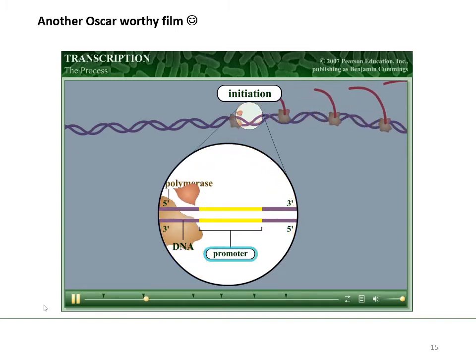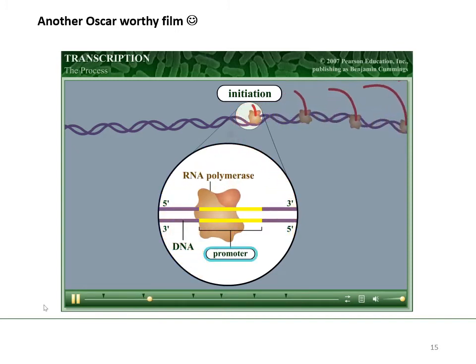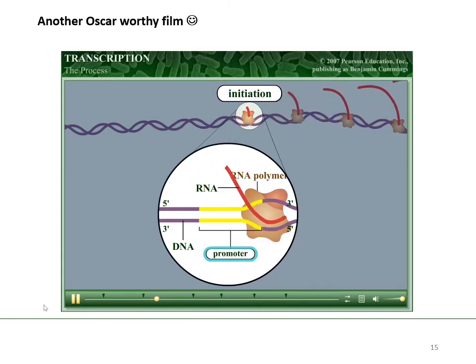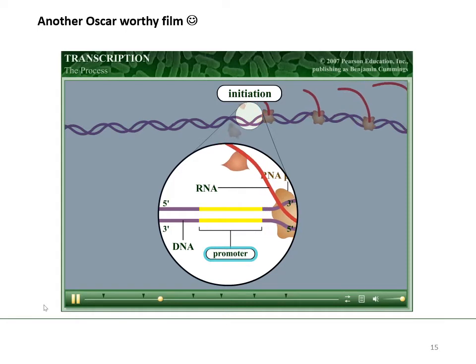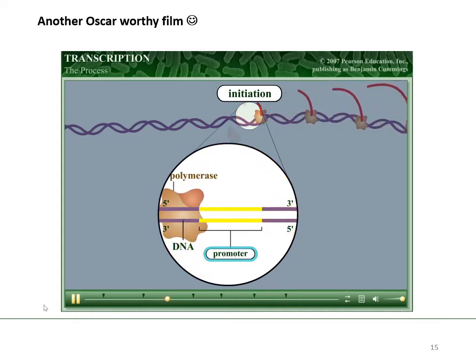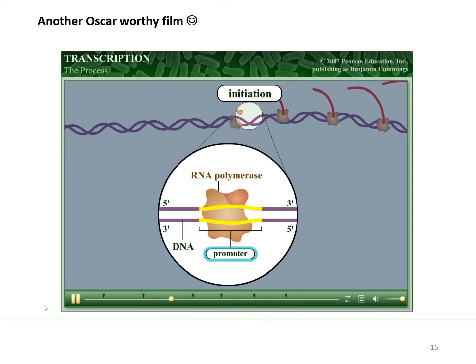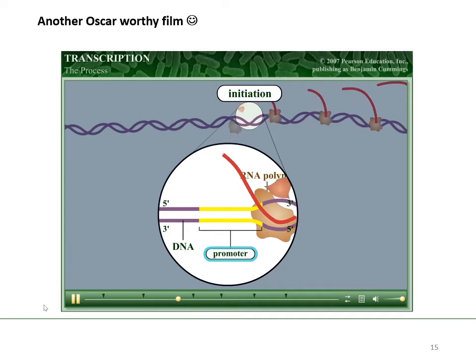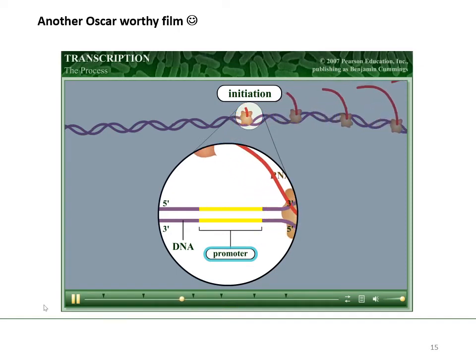RNA polymerase does not bind to all promoters with equal affinity. This difference in promoter strength is one way that cells can control gene expression. The more strongly RNA polymerase binds to a particular promoter, the more likely that gene is to be transcribed. In general, higher levels of transcription lead to higher levels of translation, which leads to higher concentrations of that polypeptide.